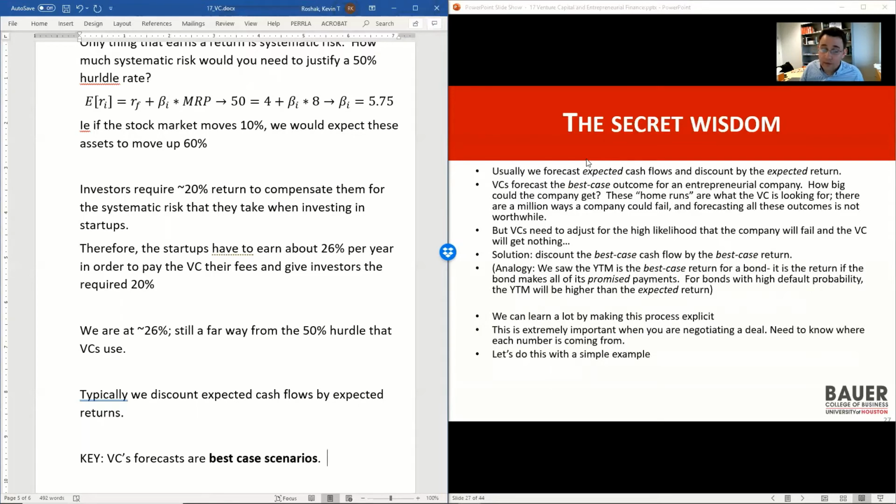Startups are going to fail with a very high probability. The VC doesn't forecast those failures. The VC isn't going to bother spending their time thinking about all the different ways that a startup can fail. Instead, what the VC is going to do is forecast what could happen. What's the upside? If everything goes well and we get this home run, how much will a company be worth? That's what the VC is forecasting.